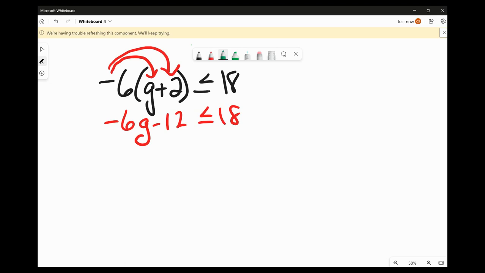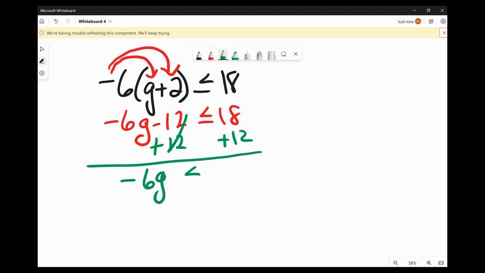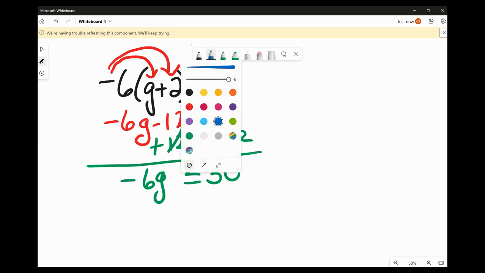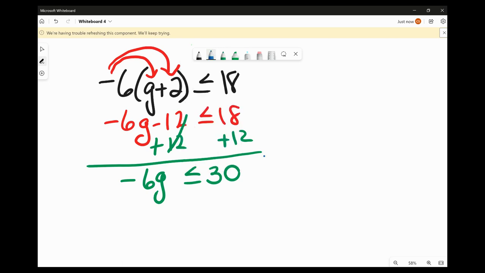The second step: remember that our goal is to get the g alone. So the second step is to get rid of the negative 12. I'm always going to get rid of the number that's not with the variable, in this case negative 12. I want to move it to the other side with the other constant. To get rid of a minus 12, I do the opposite, which is add 12, to both sides. I have negative 6g, the 12s cancel out, and 18 plus 12 is 30.